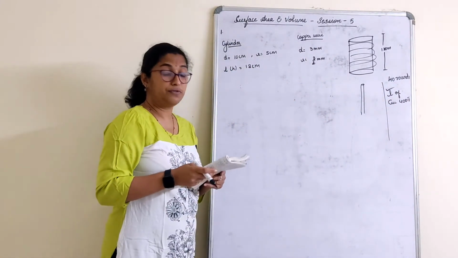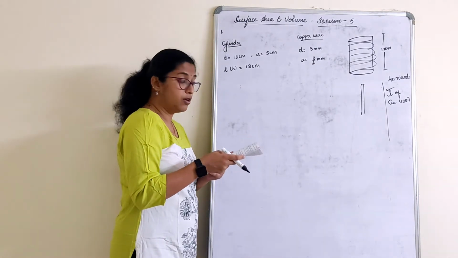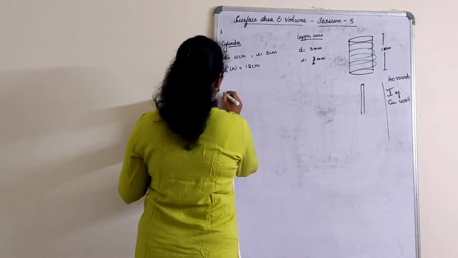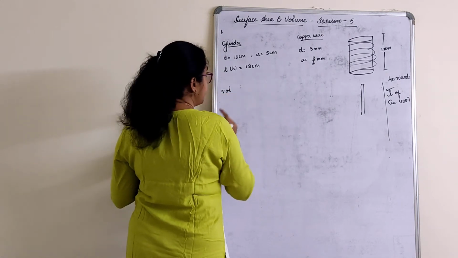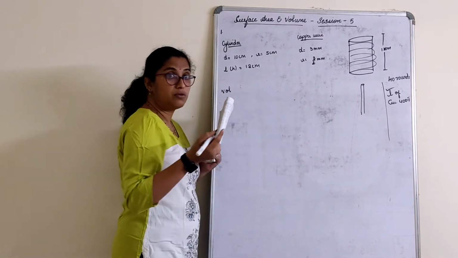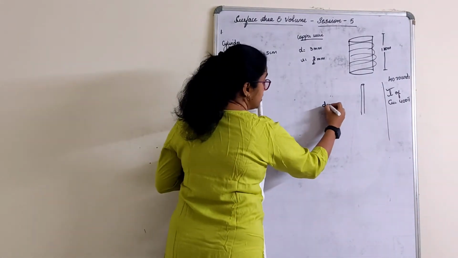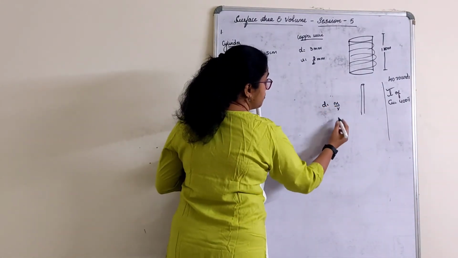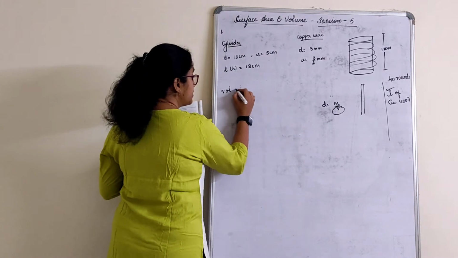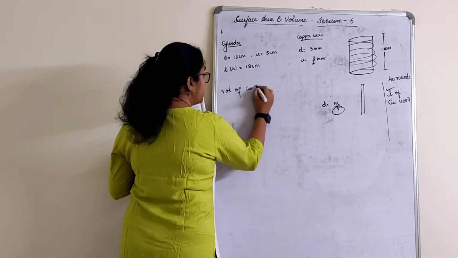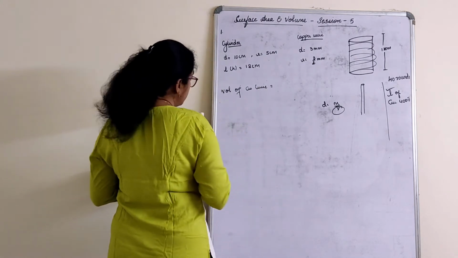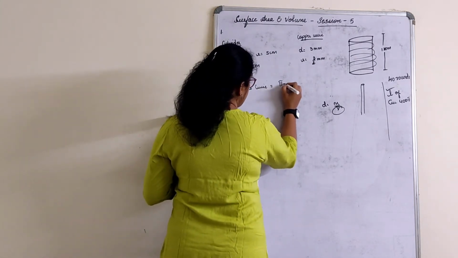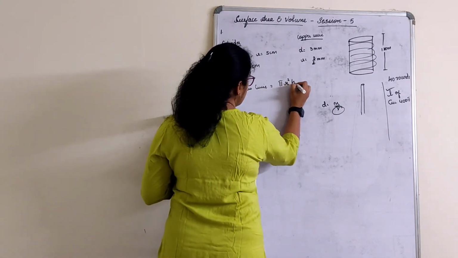To find the mass of the wire, what do I actually want here? Volume. Why? Because they have asked to find the mass. Density is equal to mass by volume, right? So volume has to be found out first. Volume of copper wire. Now copper wire is in what shape? It is in the cylindrical shape. So pi r square h.